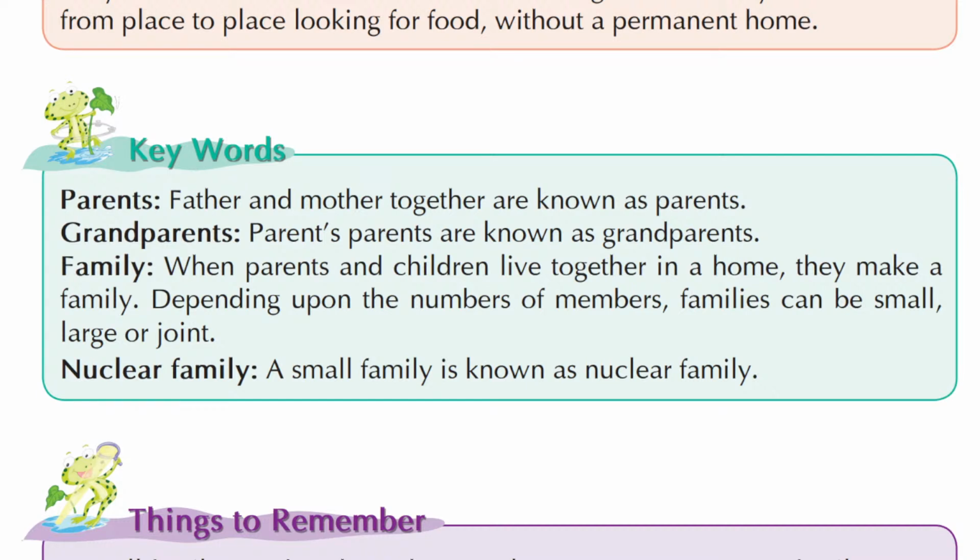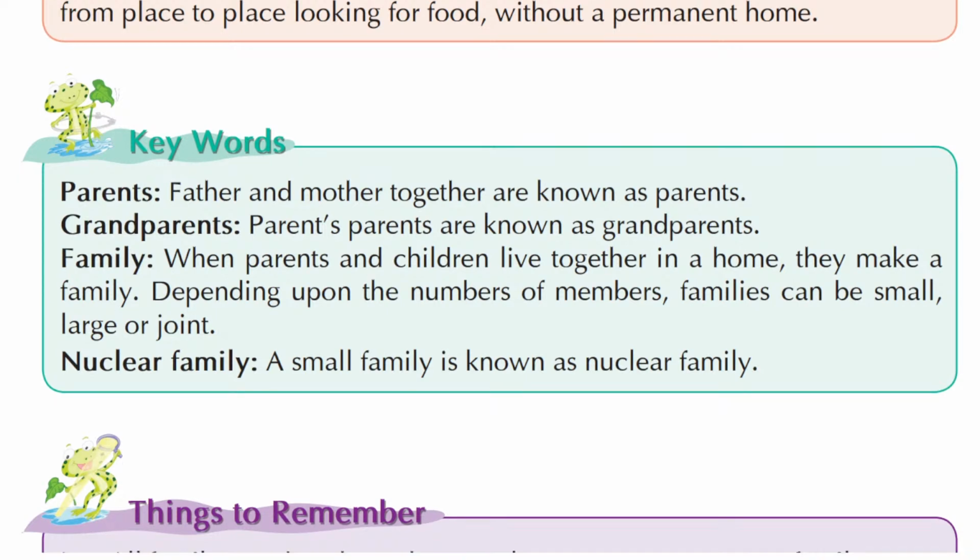A nuclear family has parents and their children. A large family comprises the parents, grandparents, brothers and sisters. But in a joint family, we have our parents, grandparents, uncles and aunts, cousins, brothers and sisters. So it is a huge family. A joint family is also known as a very big family.